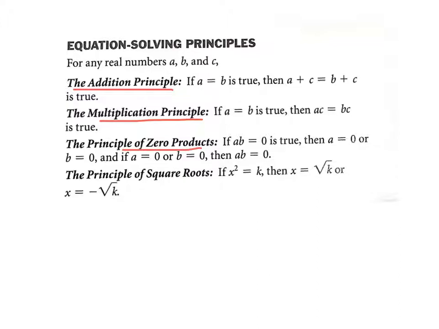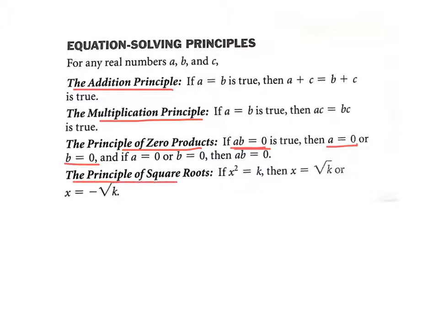Principle of zero products: if we can get two factors that say a times b is 0, that means one of three things is true. That means either a is 0 or b is 0, or they're both 0. So don't forget that one in a minute.